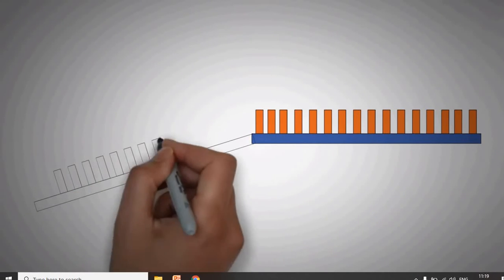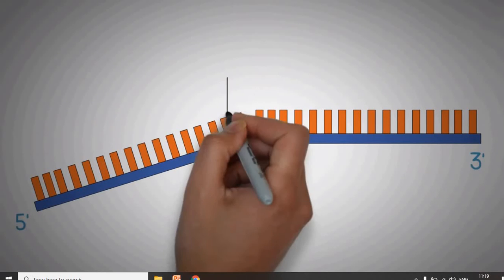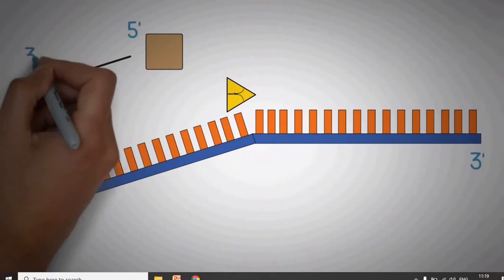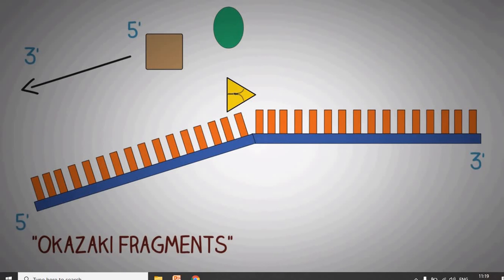Now we will take a look at the lagging strand which runs from the 5' to the 3' direction. We can see that the main problem on this strand is that the DNA helix is being opened up in the opposite direction of the direction in which the DNA polymerase synthesizes the new DNA, which is from the 5' to the 3' direction. But this problem is solved by formation of new DNA in short segments known as the Okazaki fragments.